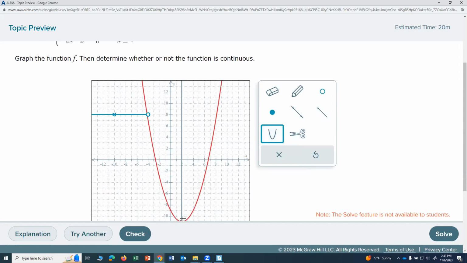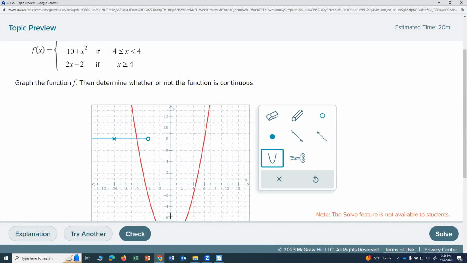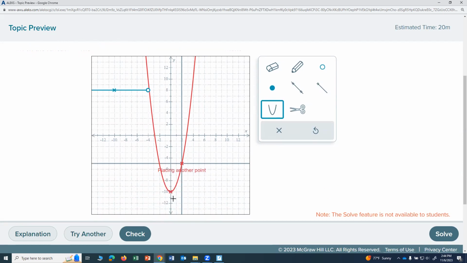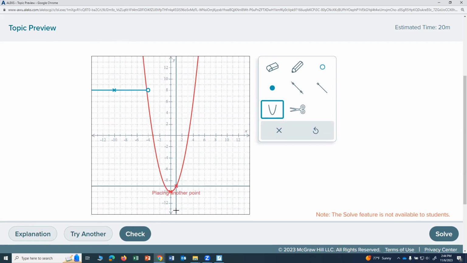So I select parabola. I'm going to go to 0, negative 10. You have to choose whether the parabola opens upward or downward. And I have a positive x squared, so it's going to open upward. So I just click up above the vertex. Then it says place another point. I'm just going to pick an x value of 1. And so I get negative 10 plus 1 is negative 9. So I'm going to have the point 1, negative 9.